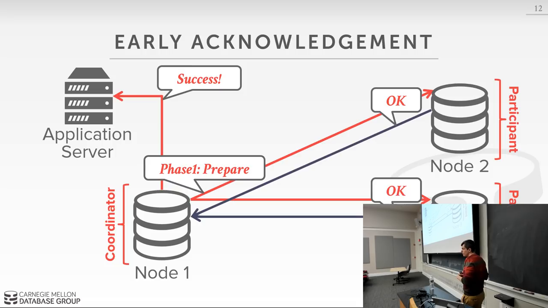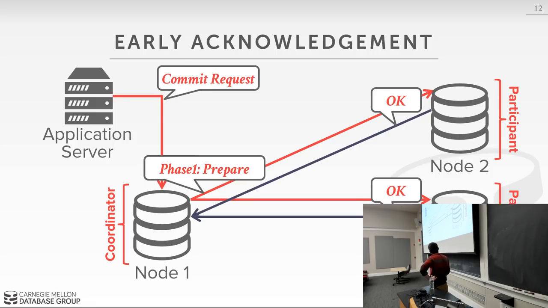Yes? So when you send the early acknowledgement to the application server, they say, well, consider this transaction to be committed. But actually, you haven't done phase two. How do you make sure that everything is durable after failure? So the statement is, in this case I send back the success message early after the prepare phase. How do I make sure now that the transaction is truly committed? Is that what you're asking?